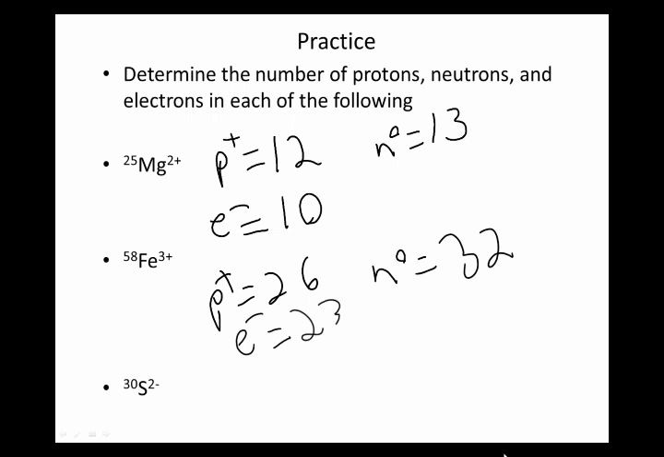Right? Sulfur. Sulfur has 16 protons because it's in block 16 of the periodic table. Neutrons, 30 minus 16 is going to be 14. And electrons, it has a negative 2 charge, meaning it has gained 2 electrons for 18. All right, so hopefully that all makes sense to you.